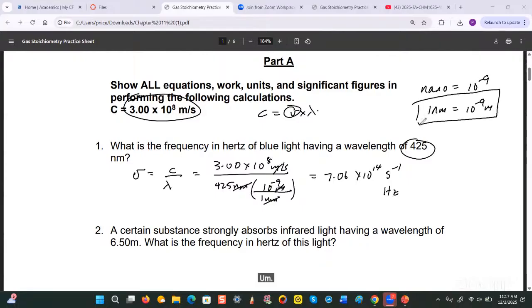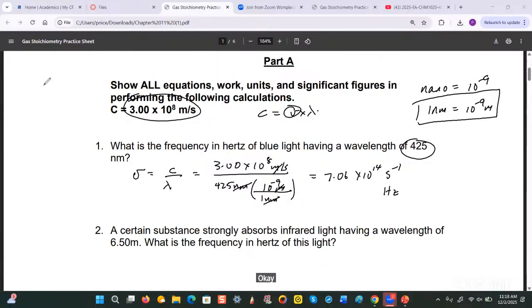There are 2 pages in the table that you'll have access to during your test, which gives you the meanings of the different prefixes, milli, micro, deca, nano, and so on. So you don't need to memorize it. You can just consult that table. Okay, any other questions?